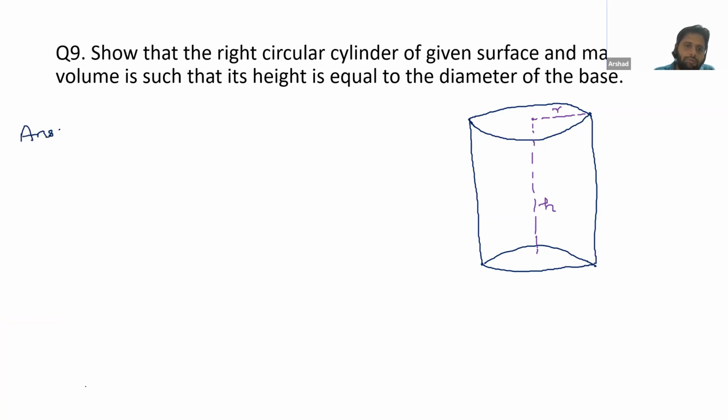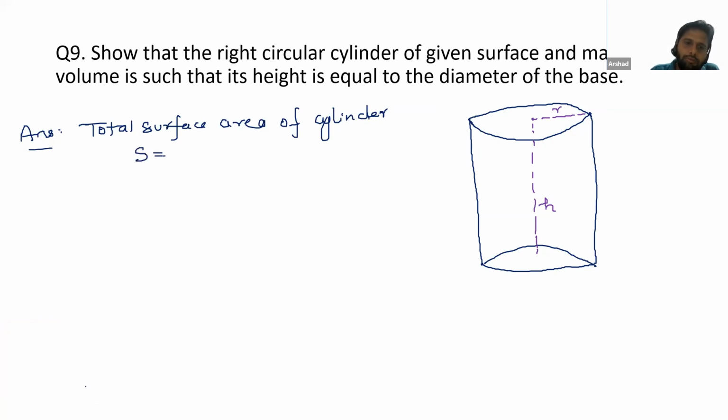Okay. So show that the right circular cylinder of given surface area, total surface area of cylinder. Who can tell me what is the formula? Anyone remember this formula? 2 pi r h plus r. Okay, please again learn the formulas which you have done in class 10th. In the mensuration chapter, you have different figures. So please learn all those formulas.